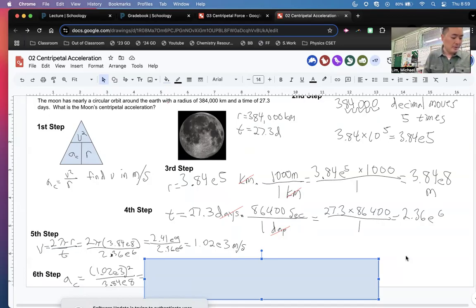So let's have this student do the math. Juarez, grab a calculator. And this can actually be done in one calculation. Hit 1.02, second, x minus 1, 3. Then click square right away. Then click divide, 3.84, second, x minus 1, 8. Don't have to rewrite anything. What'd you get?